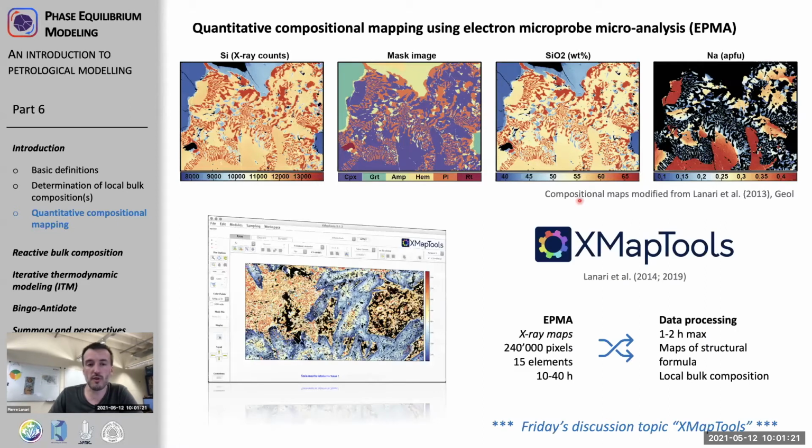I developed a program if you want to do that quite easily, and it's now known as XMAP tools. I will give you much more details on the Friday's discussion topic on XMAP tools. But basically, it can do all the transformations for you. If you have a few spot analyses on the same area, you can calibrate your maps. You can determine the phase proportions in any domain. You can calculate local bulk composition, and you can visualize the result like maps of structural formula.